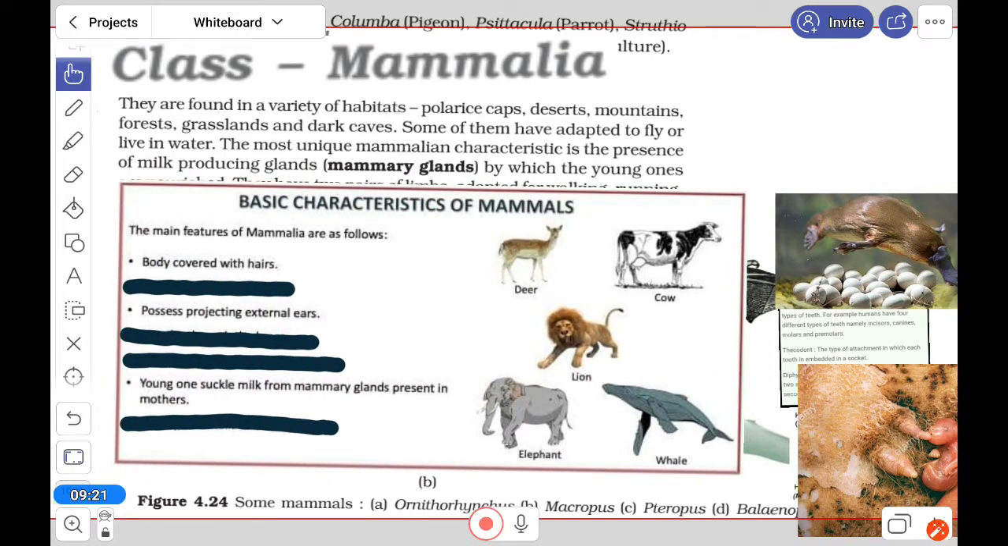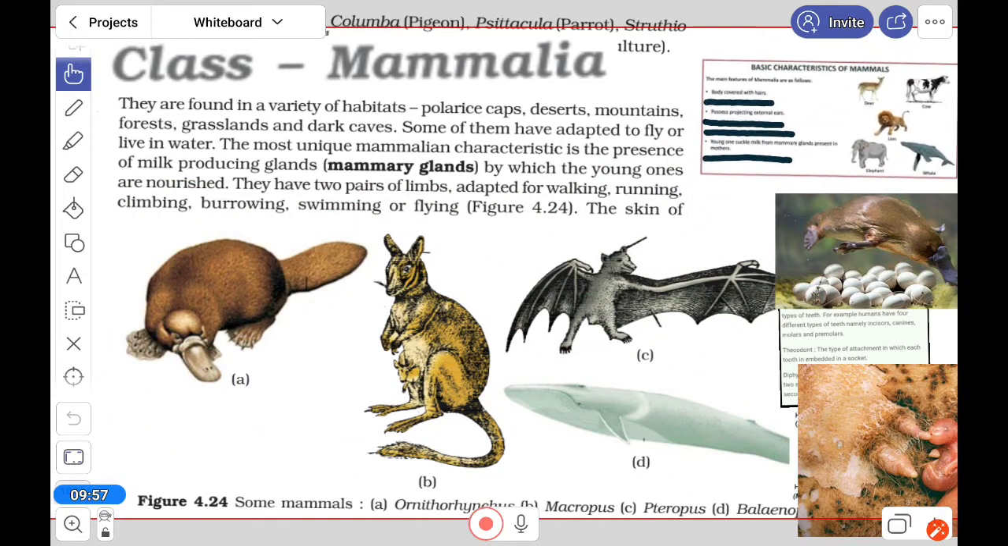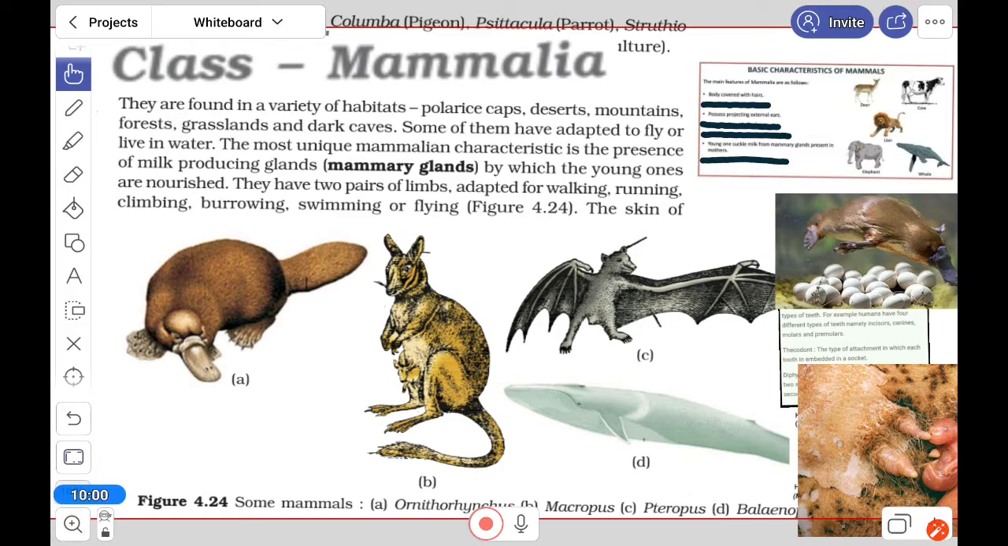Basic characteristics: the body covered with hair. Some exceptions are there that I'll tell you. Body covered with hair. They possess the projecting external ear, pinna, and the young one takes milk. The mammary gland is present in the mother. So the mammary gland is present, they have the external ear, and they have the body hair. These three are the basic characteristics.